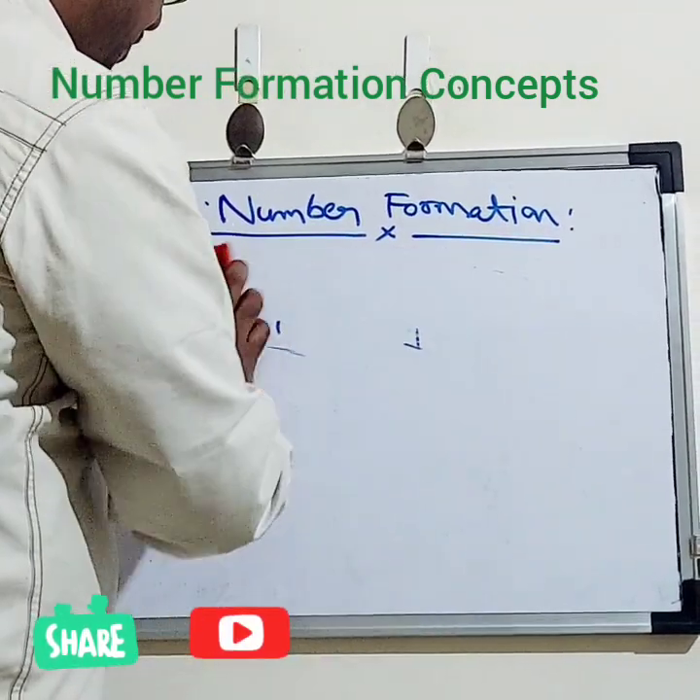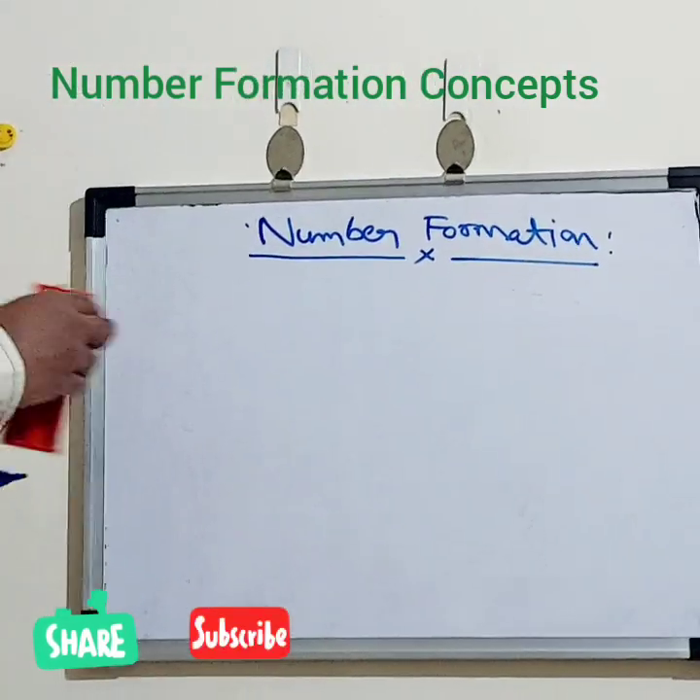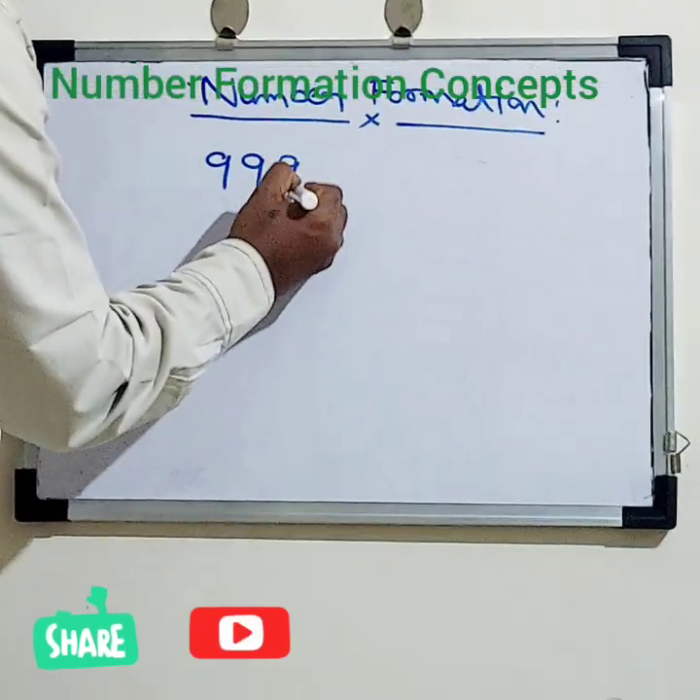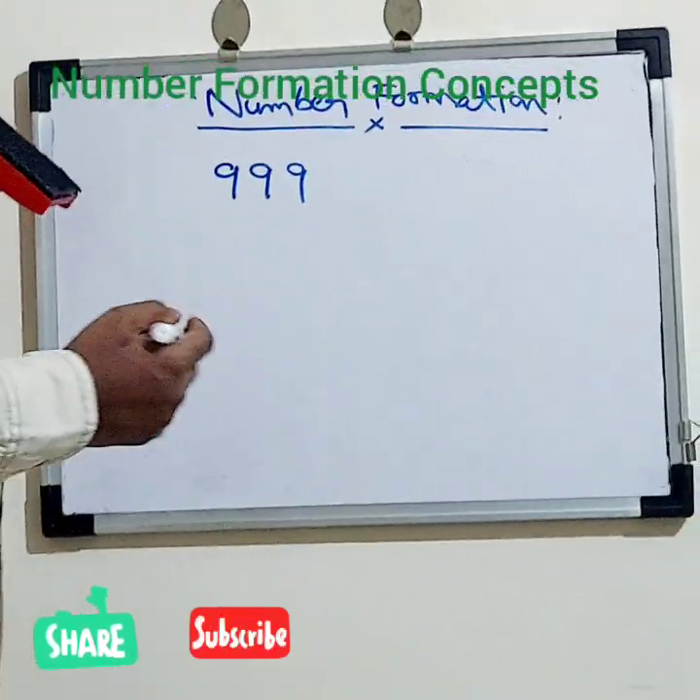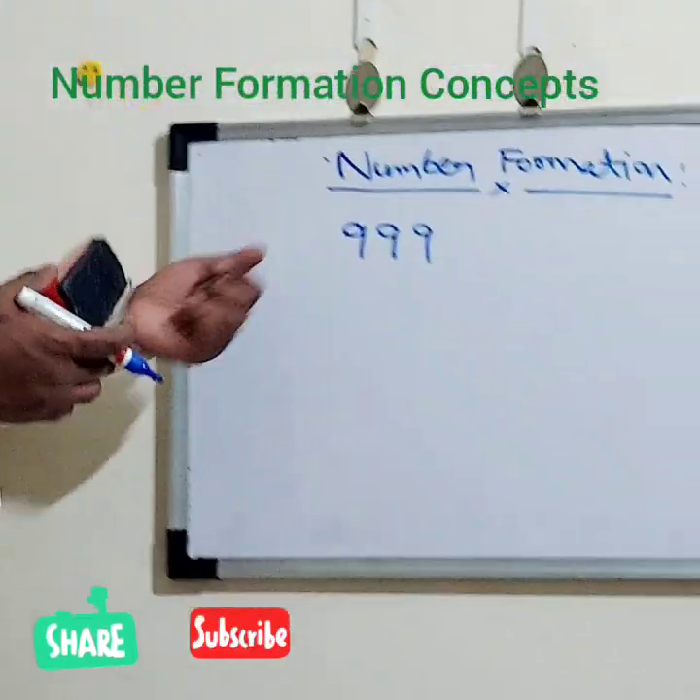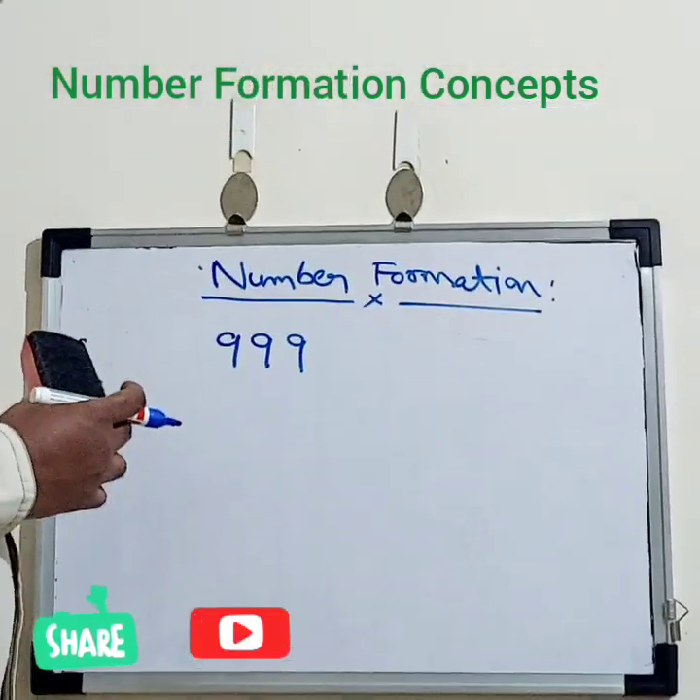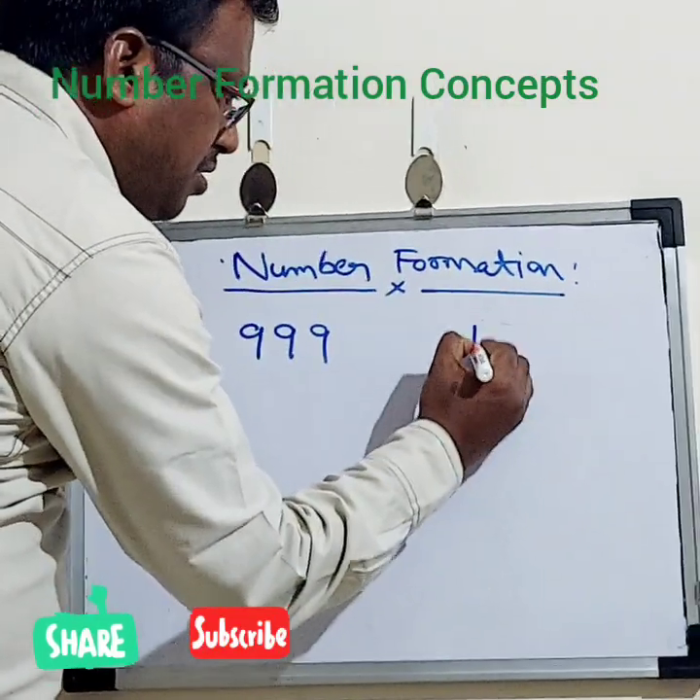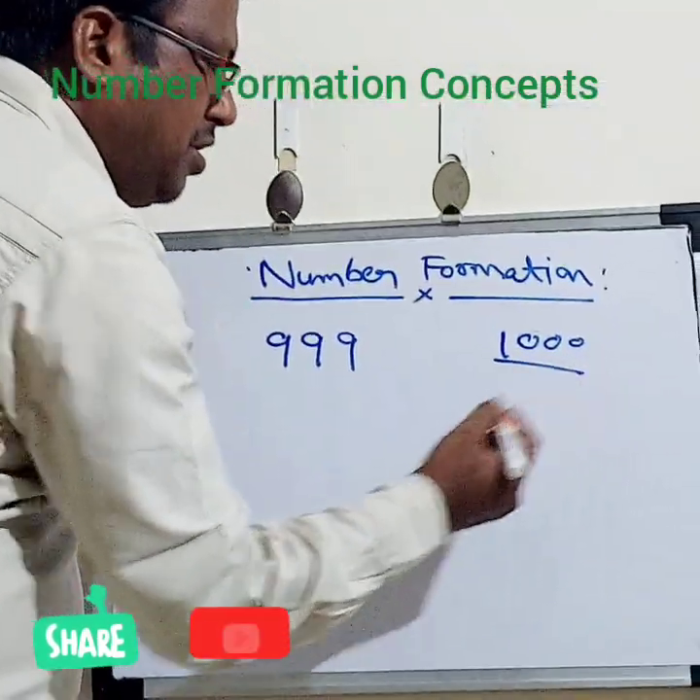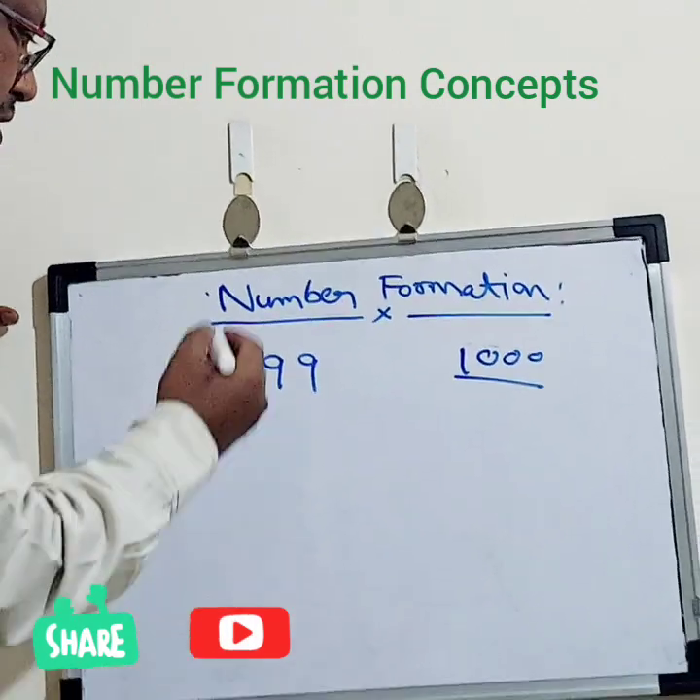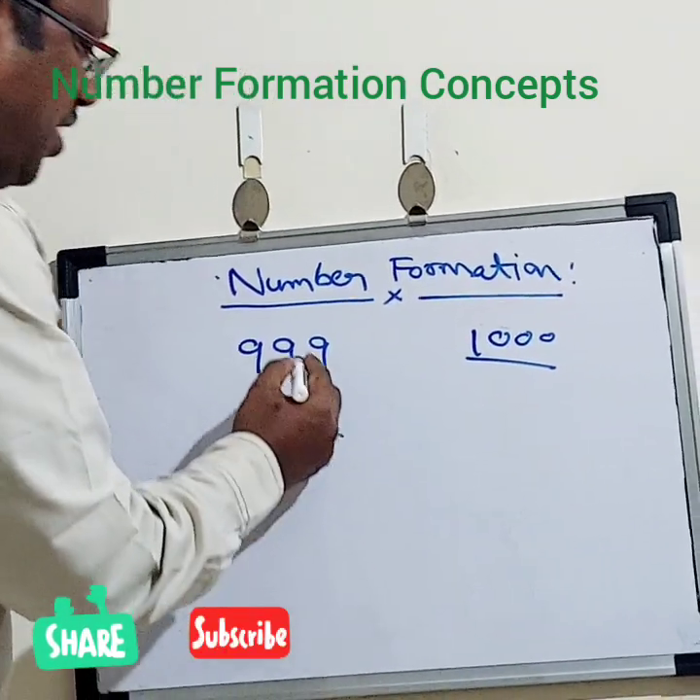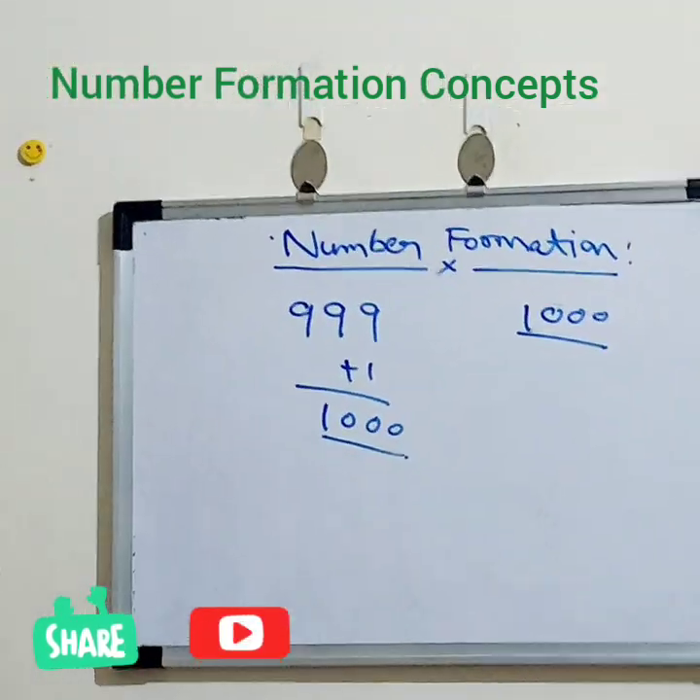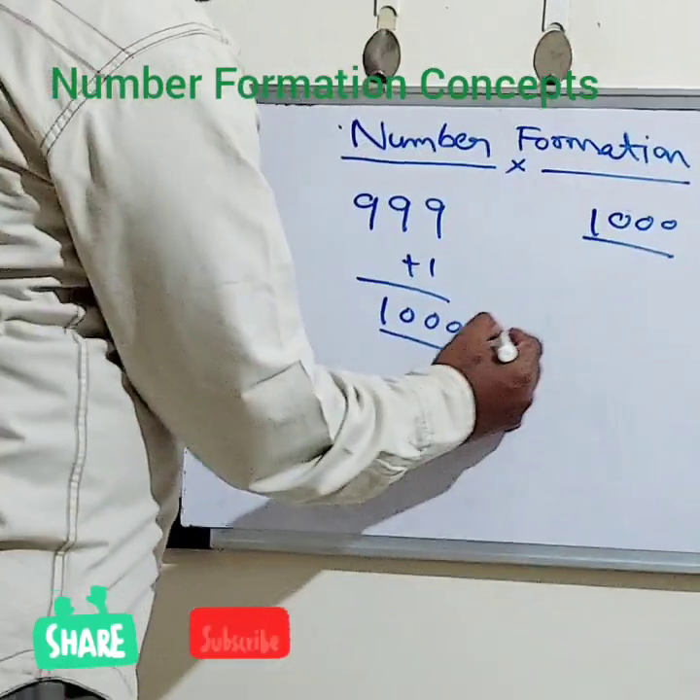And in a similar way, now we have seen 2 digit and 3 digit numbers. Similarly, take 999. What is the smallest number that can be added to 999 to get the smallest 4 digit number? What is the smallest 4 digit number? It is 1000, because 1000 is the smallest 4 digit number. So just add 1 over here. 999 plus 1 will give the value 1000. This is the smallest 4 digit number.